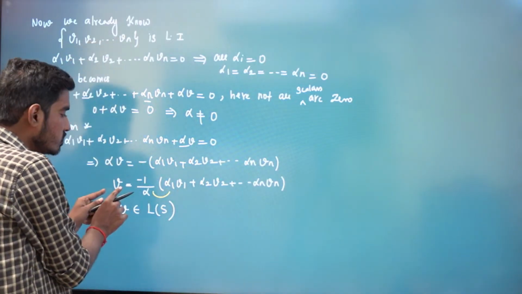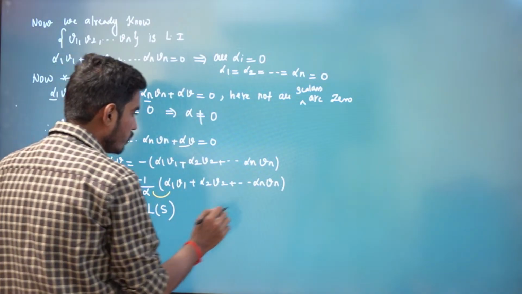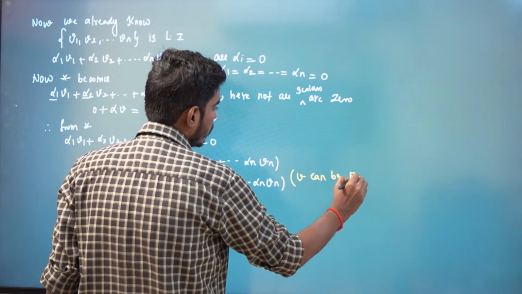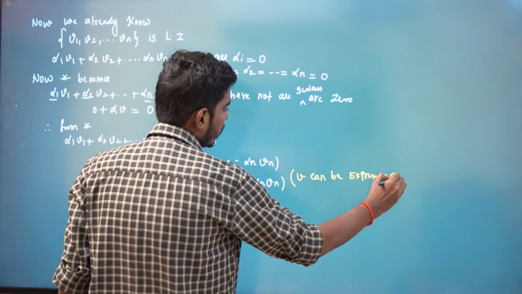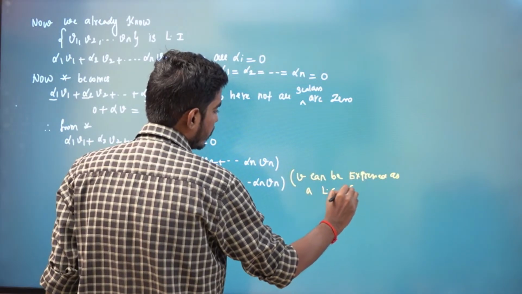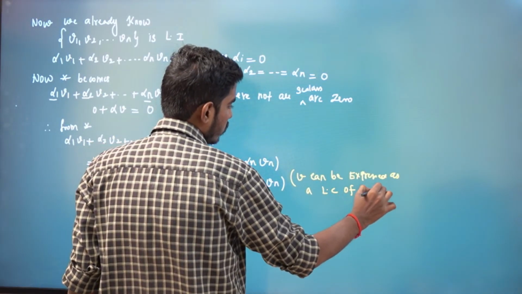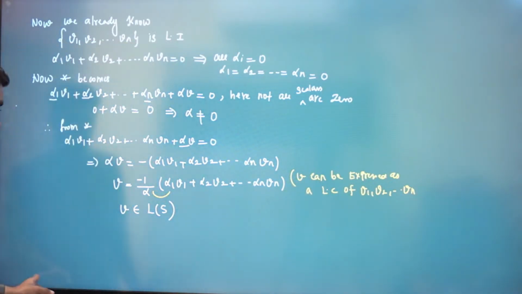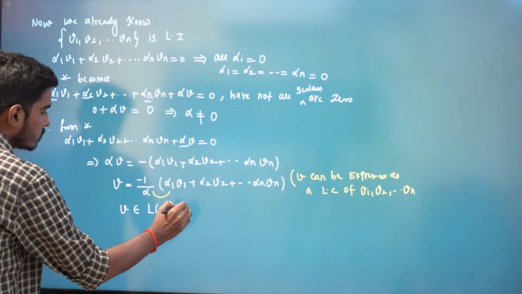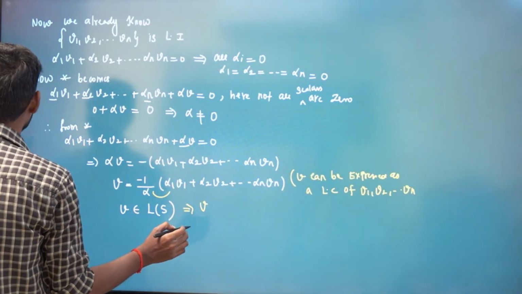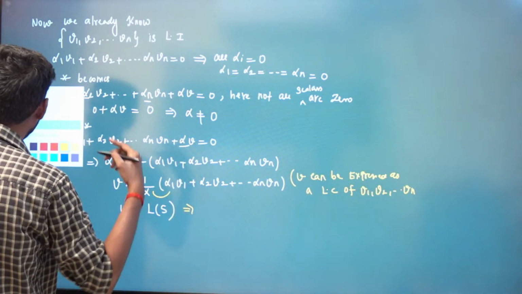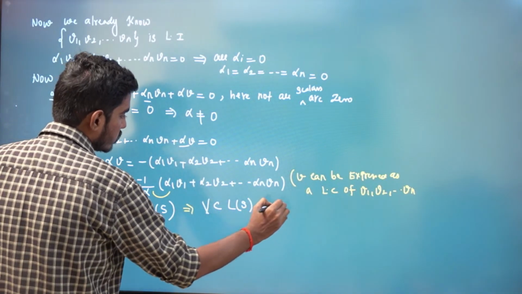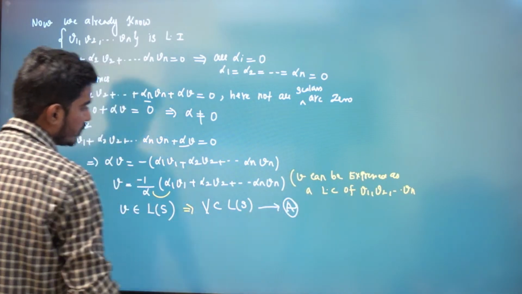So we are expressing this v as a linear combination of v1, v2, and so on up to vn. That means v belongs to L of S. So we have proved the first part: we have taken an arbitrary vector v from capital V, and that means V is contained in L of S. Call this A.